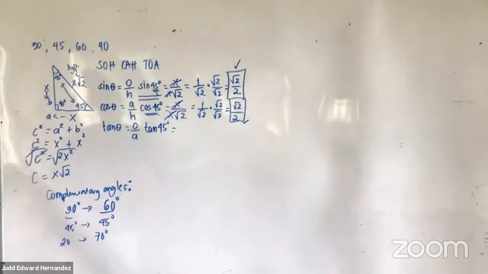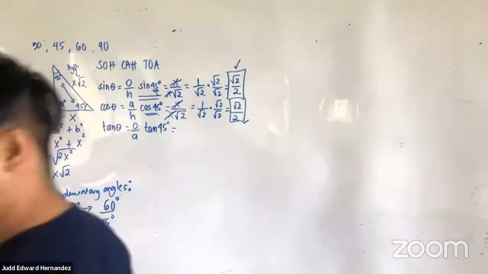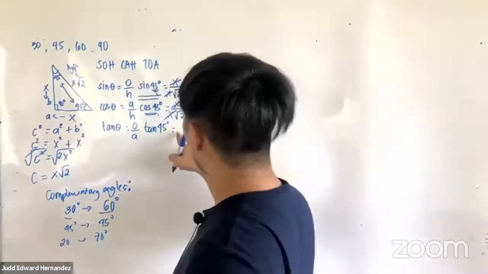Okay, so check natin. When we say tangent 45, what is tangent? TOA. Ano po yung TOA? When we say TOA, that is opposite over adjacent. Okay? So that is opposite over adjacent.